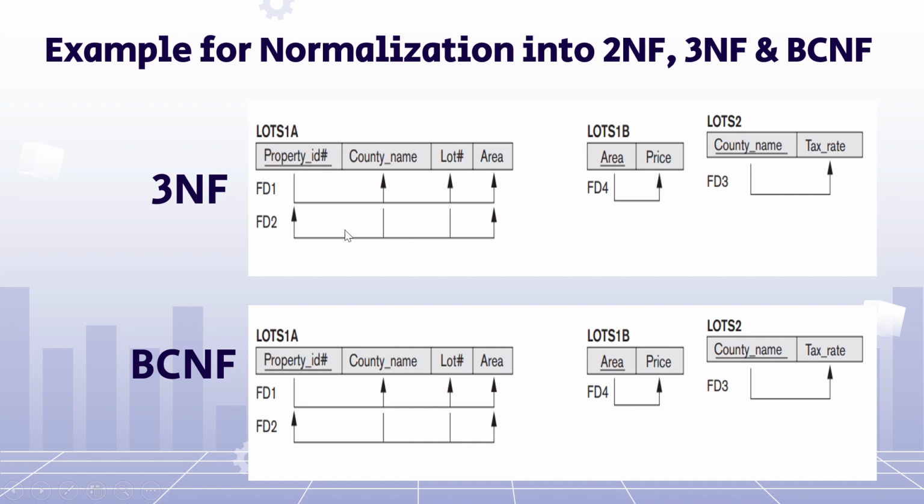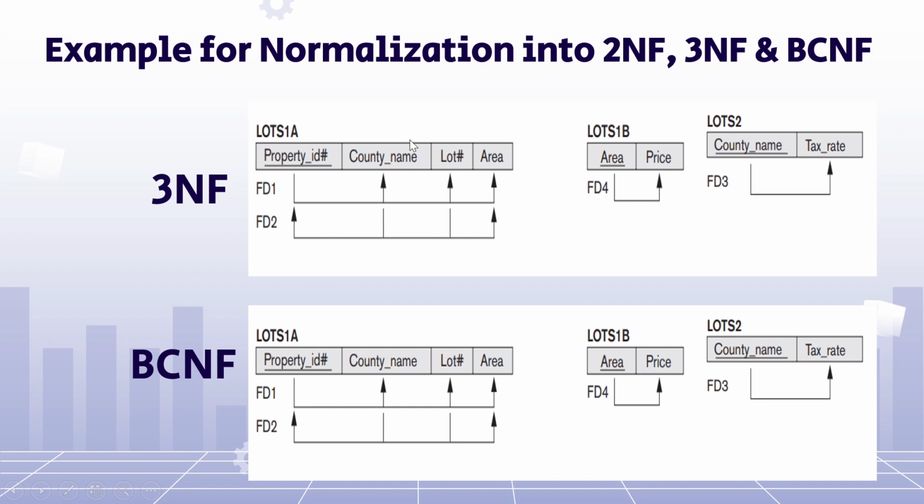Now if we see this table, here two functional dependencies are there. One is property ID determining country name, lot number and area. Property ID again is a primary key in this table, so that's again a super key. So functional dependency 1 is agreeing with the rule of BCNF. Now coming to functional dependency 2, country name and lot number together is determining property ID and area. So here country name and lot number can be considered as a super key.